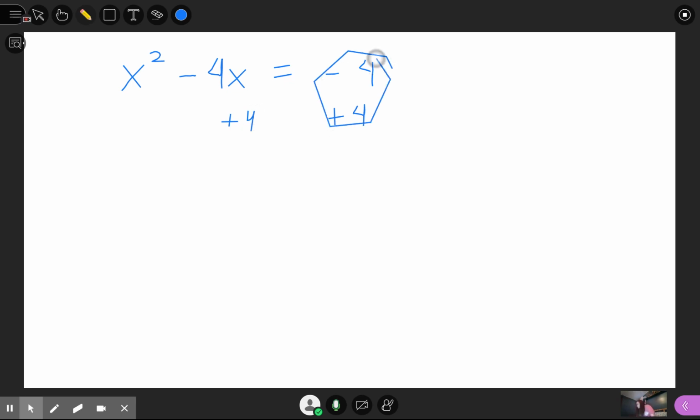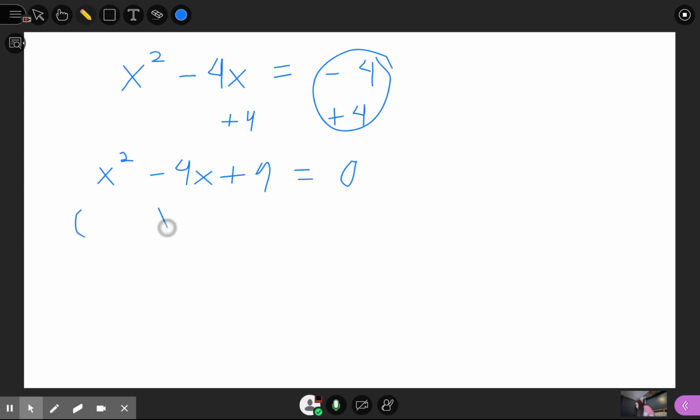So now we have a 0 pair on this side. -4 plus 4 is 0. So on the left-hand side, now we have x squared minus 4x plus 4. And on the right-hand side, we have 0. Now we can factor like we did before.